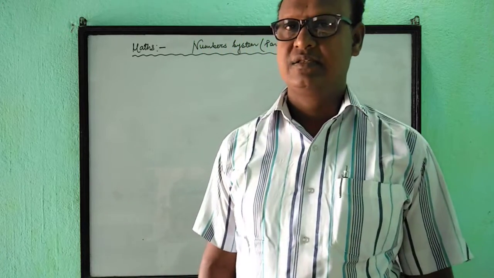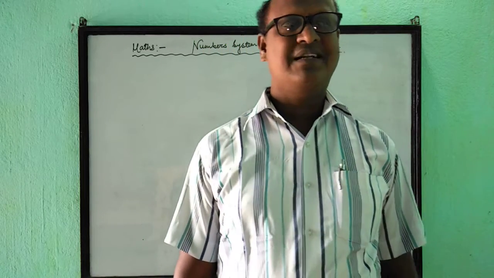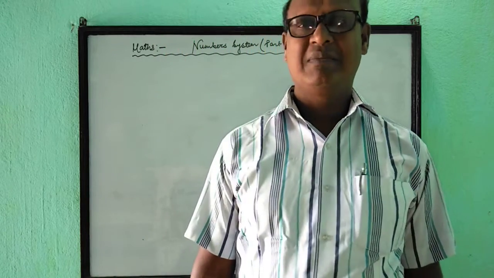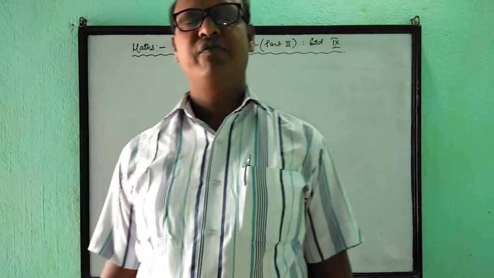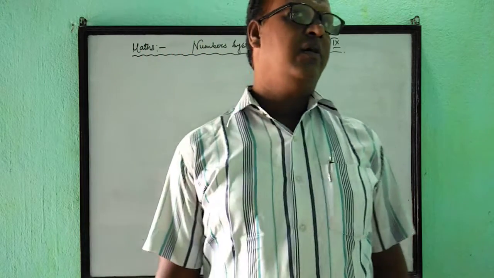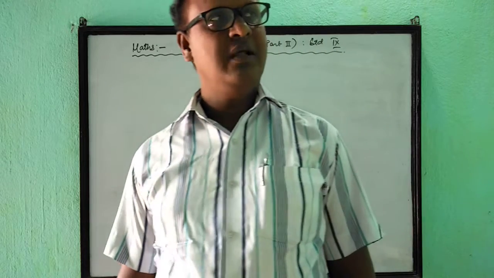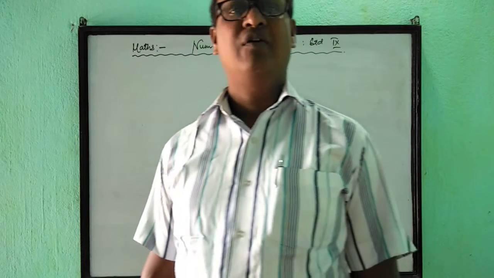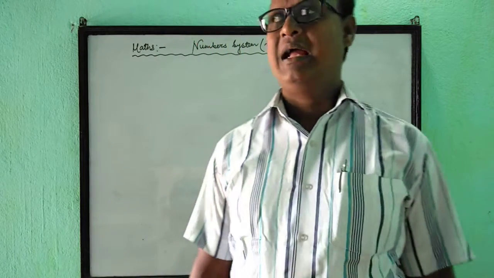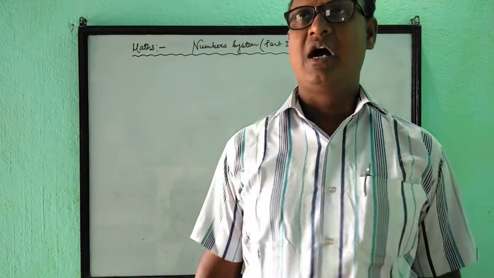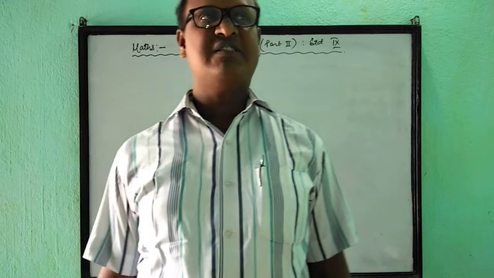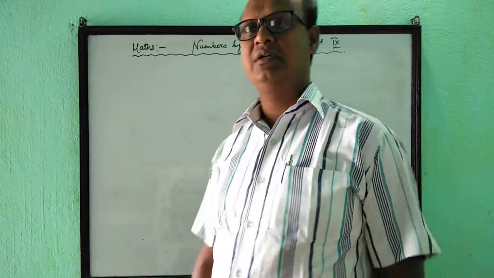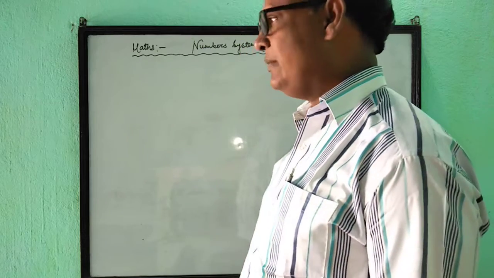In the previous class of mathematics of standard 9 CBSE, we discussed the number system, in which natural numbers, whole numbers, integers, rational numbers, and irrational numbers were discussed. And we also learnt how to find rational numbers between any two rational numbers. Today we learn about terminating and non-terminating decimals.